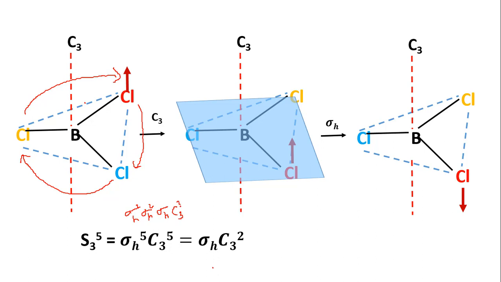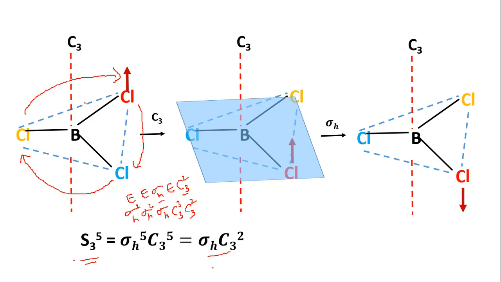C3 cube into C3 square. Sigma h square is E. Sigma h square is once again E, and this is simply sigma h. C3 cube is E, and this is C3 square. And so E is the action of doing nothing, and we get sigma h C3 square as the operation. So what we see is S3 power 5. We have done the operation 5 times.